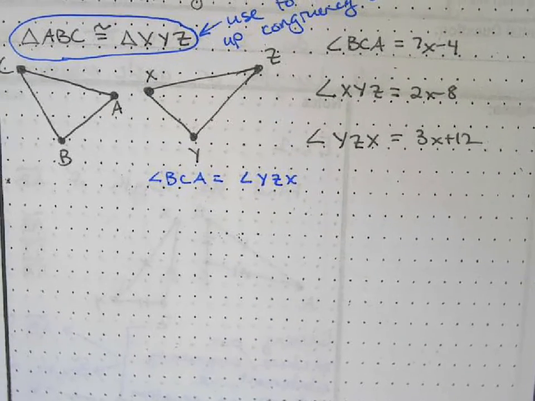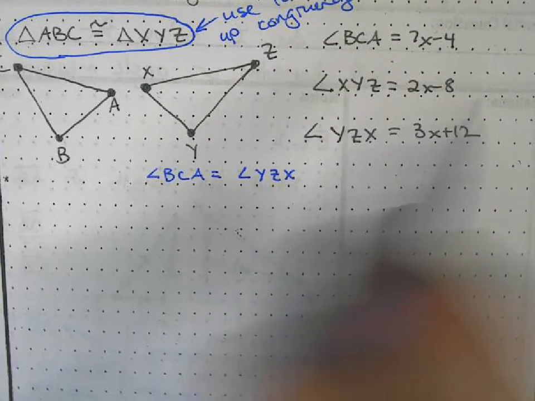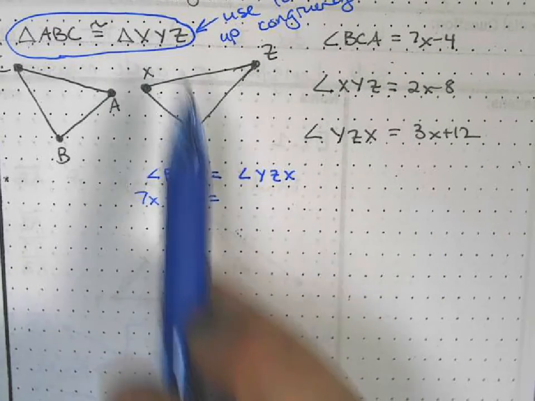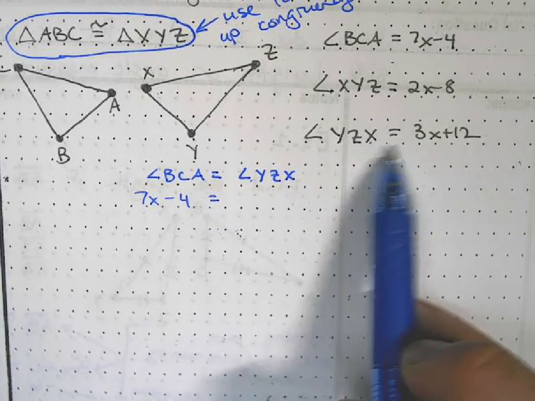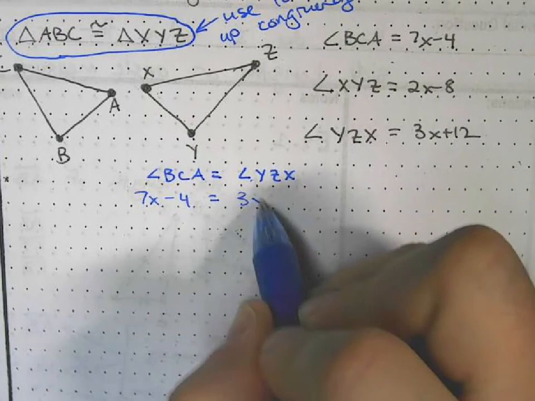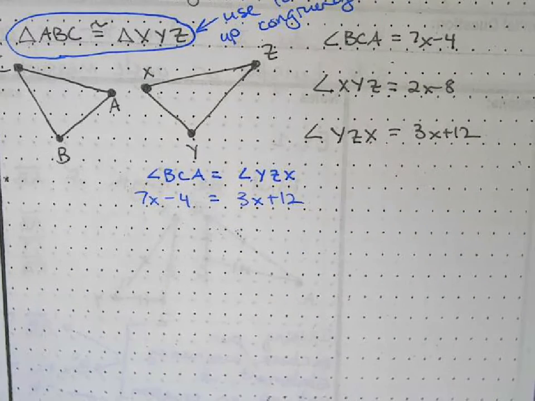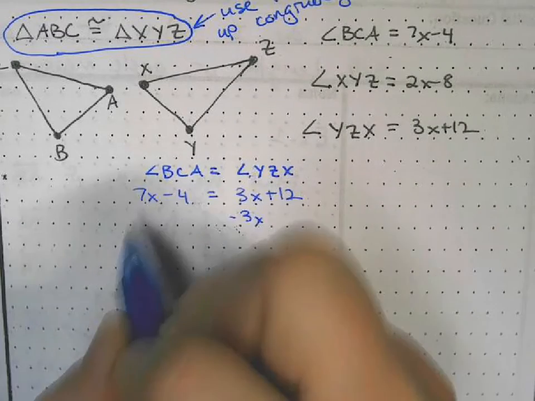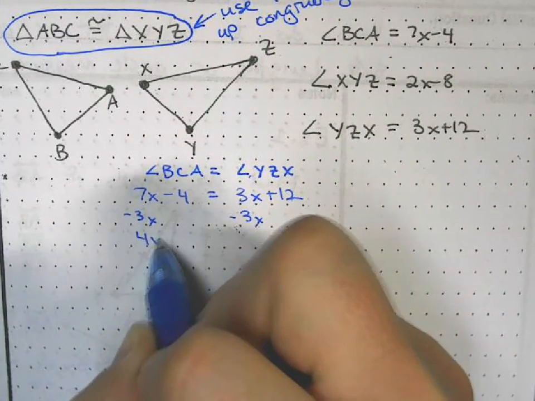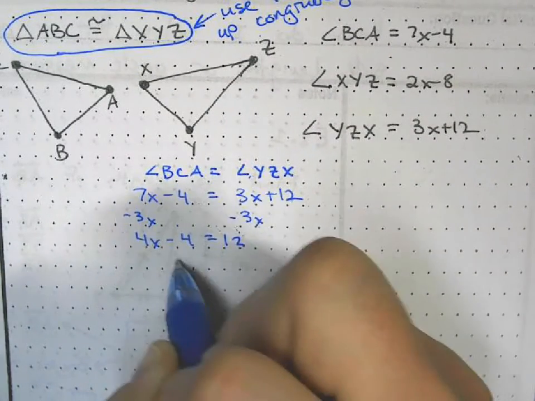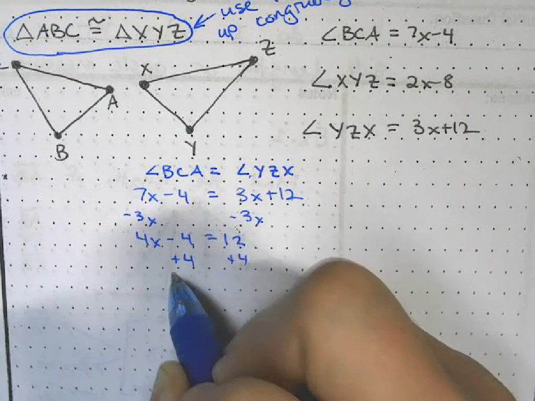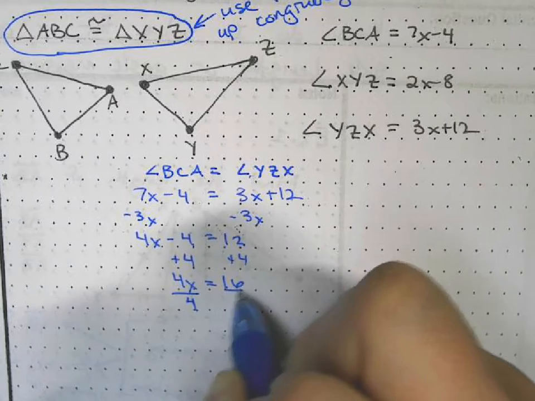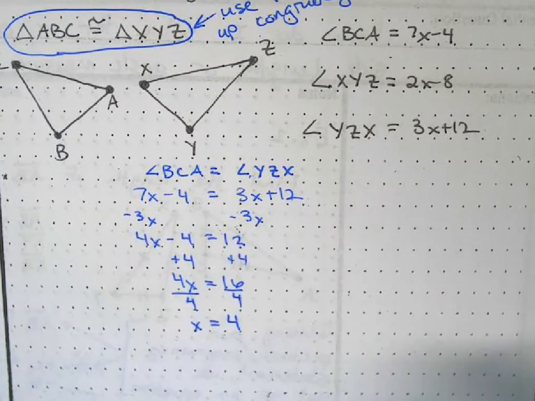Now we can plug in and solve. So 7x minus 4 is equal to YZX, that's this one right here, 3x plus 12. And now we're solving. So we found x equals 4.